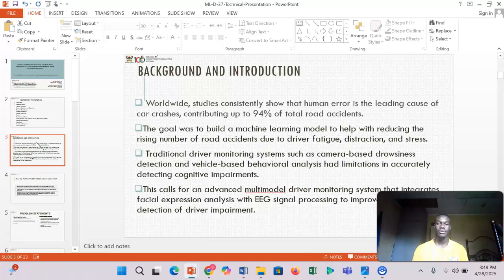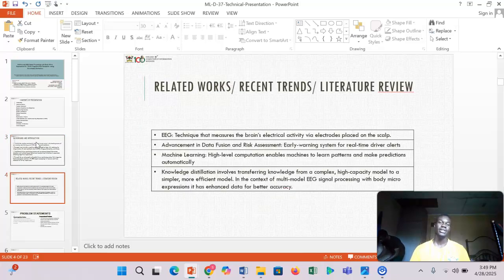So the traditional driver monitoring systems such as the camera-based drowsiness detection and the vehicle-based behavior analysis had limitations in accurately detecting cognitive impairedness. So this made us come up with a model driving monitoring system that integrates facial expression analysis with EEG signals to improve the real-time detection of driver impairment.